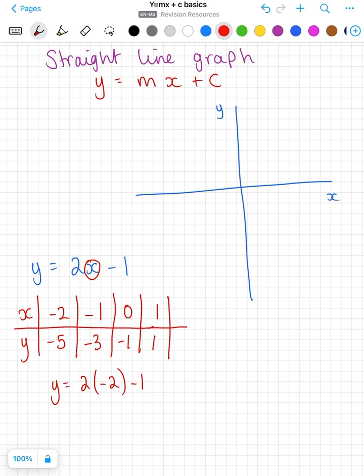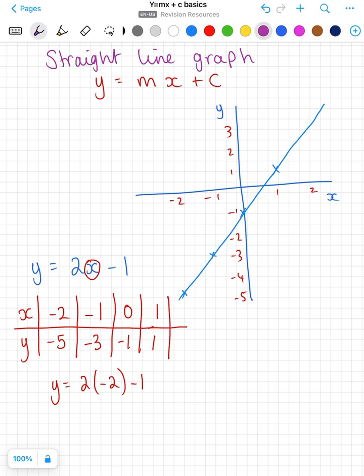So we imagine that we've got some axes, minus 2, minus 1, 0, 1, and then 1, 2, 3, minus 1, minus 2, minus 3, minus 4, minus 5. And we plot minus 2, minus 5; minus 1, minus 3; 0, minus 1; and 1, 1. And we join with a straight line and we extend it for the whole axis.